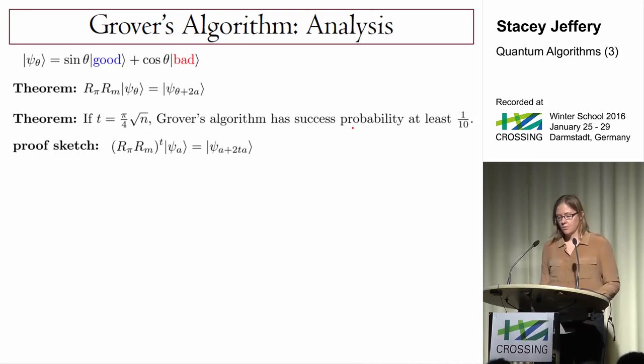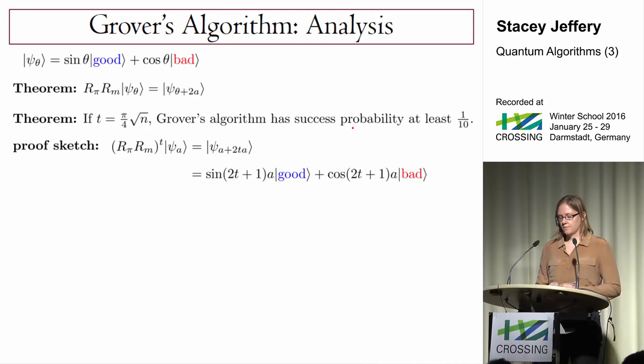Okay, so first, we know from the first theorem that if we apply r sub m followed by r sub pi t times, starting from our initial state, call it pi, which is the same as psi sub a, we start at an angle of a away from bad. And this will increase the angle by 2a t times. So it will increase the angle by 2ta. So psi sub (2t plus 1) times a is the same as this state here. That's the definition of psi theta.